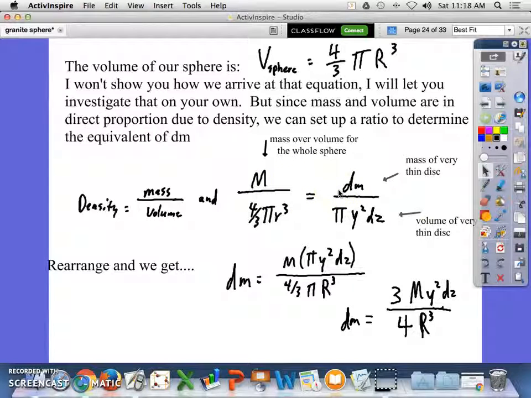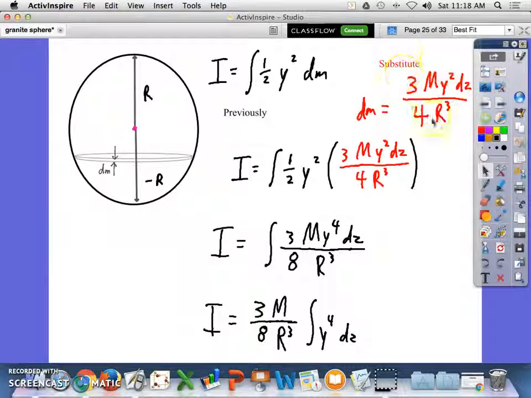That should be proportional. So if we rearrange this equality, by moving this up here, then that's what we get. And if we rearrange this to organize it a little more, we get dm equals 3m y squared dz over 4r cubed. And let's take that to the next page. And here it is right here. We're going to end up substituting this in.